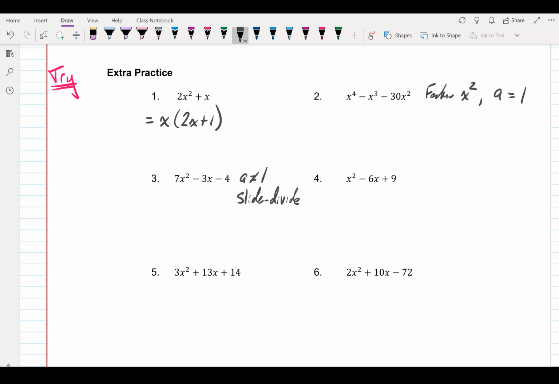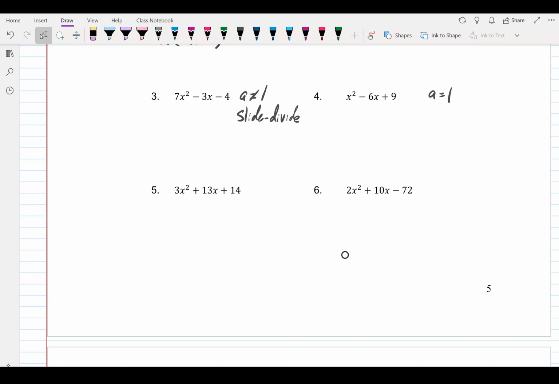For the fourth one, hopefully you'll see that you can do it directly, because a equals 1, you can just do it direct. For the number 5 here, you can see, hopefully, that once again, a is not equal to 1. This is not 1, so you'll do slide and divide.